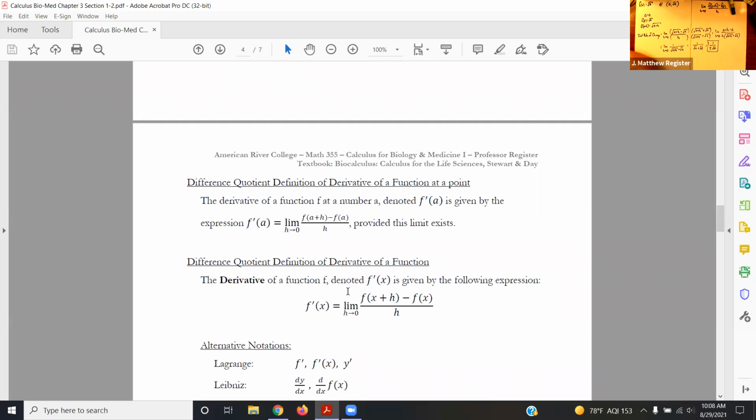However, often instead of figuring it out for a point, we'll calculate it for the entire function. And so the derivative of a function f, denoted f prime of x, is given by the following expression. f prime of x is equal to the limit as h goes to 0 of f of x plus h minus f of x all over h. We are going to use that formula a tremendous amount, because this is the formula which tells us the slope at every single point.